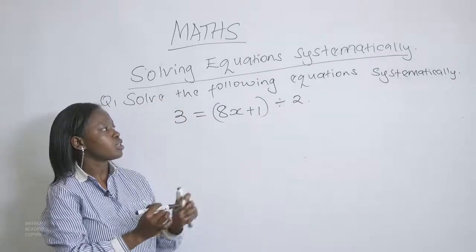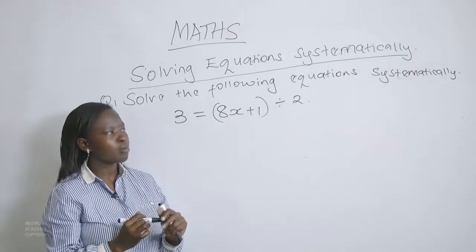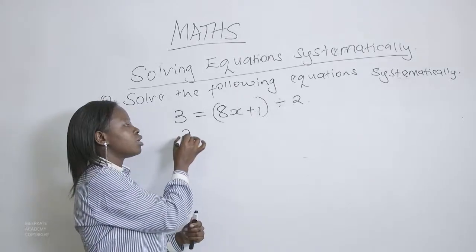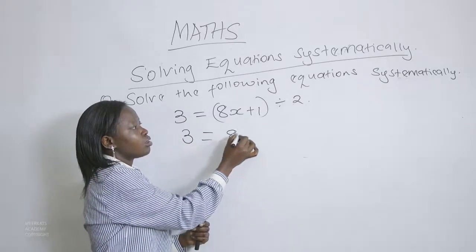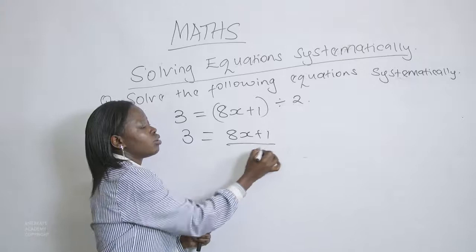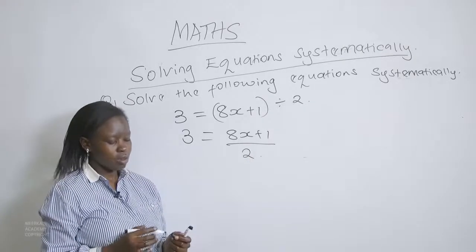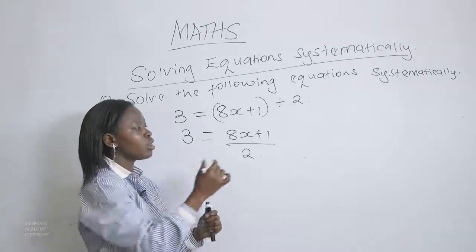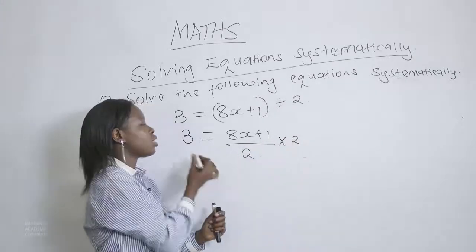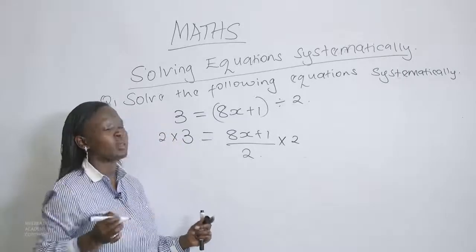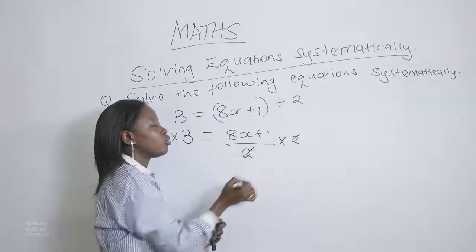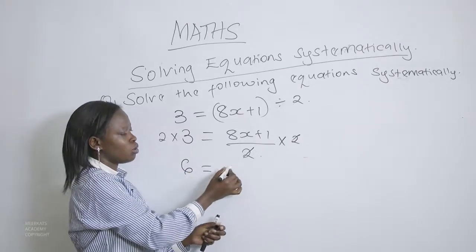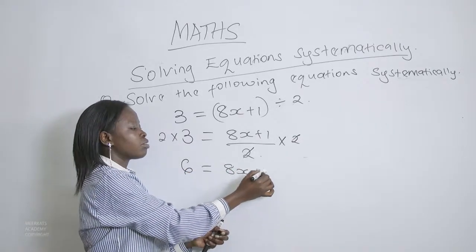So we have 3 is equal to 8x plus 1 divided by 2. So this can be written as 8x plus 1 over 2. So having that, it means the first step to carry out is multiply by 2 both sides. So we multiply by 2, multiply by 2, so that 2 and 2 cancels out. 2 times 3 gives us 6, will be equal to 8x plus 1.